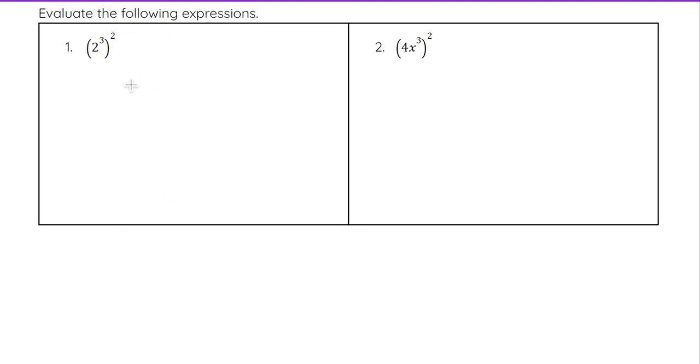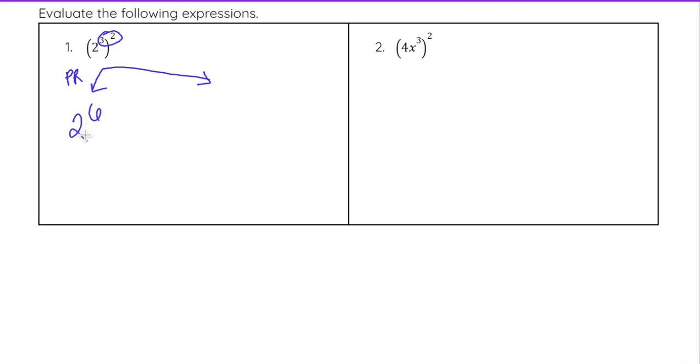So looking at the example that we looked at in the intro, 2 to the third squared, you have two options here. I'm going to quickly look at both of those methods. The first method is to use the power rule. With the power rule, we would multiply the 3 and the 2 together. The base would remain 2, and then 3 times 2 would become 6. And then you would evaluate 2 to the 6th power.